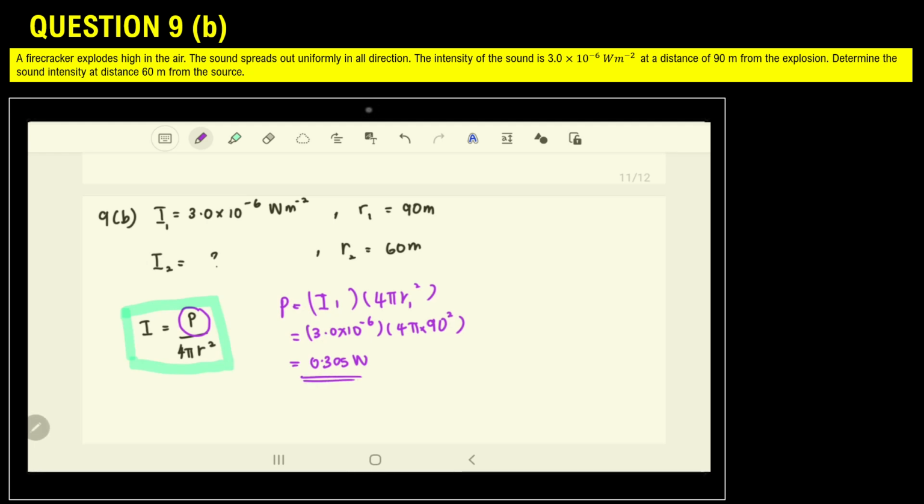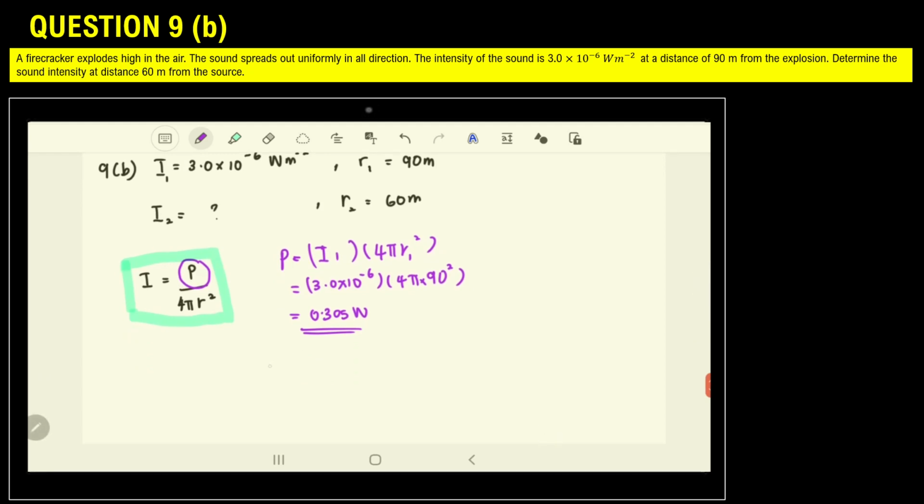So now we want to find I2. Therefore, I2 is equal to P over 4 pi R2 squared. So the power is 0.305 over 4 pi and R is 60 squared. So I2 is equal to 6.74 times 10 exponent negative 6 watt per meter squared. Okay, so this is the answer.